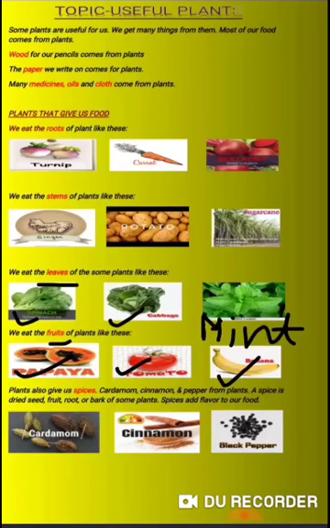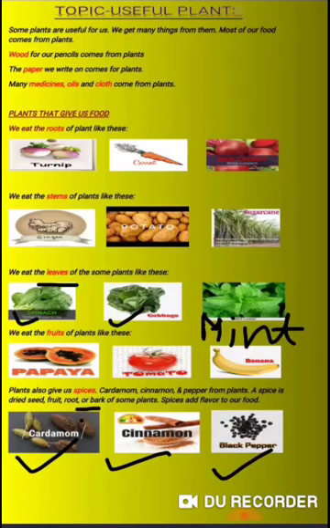And next is spices. Plants give us spices. What is the meaning of spices? A spice is an aromatic or pungent vegetable substance used to flavor food. Here some examples are given like cardamom, cinnamon and black pepper. These are the plants. A spice is a dried seed, fruit, root or bark of some plants. Spices add flavor to our food.